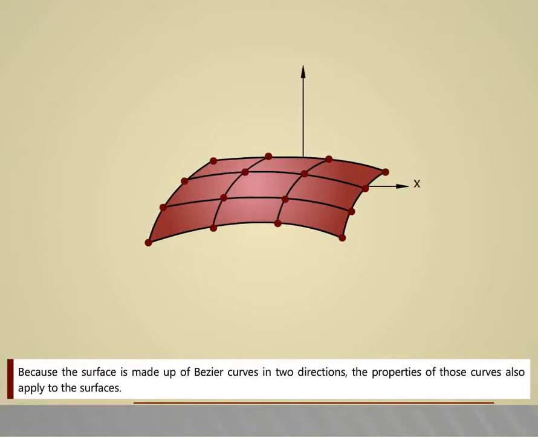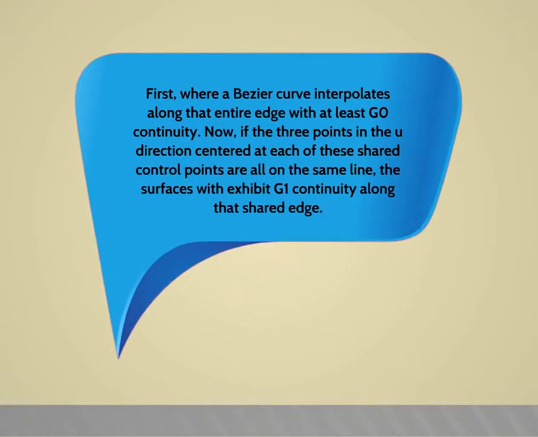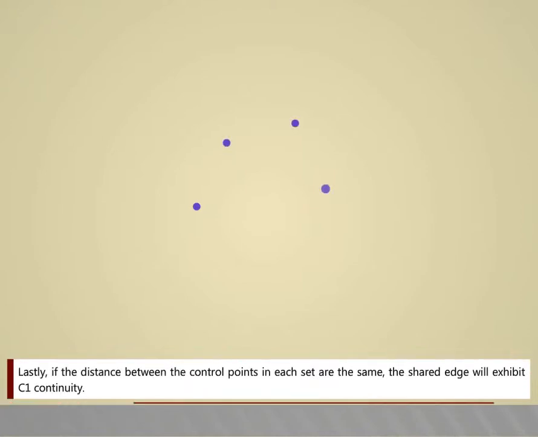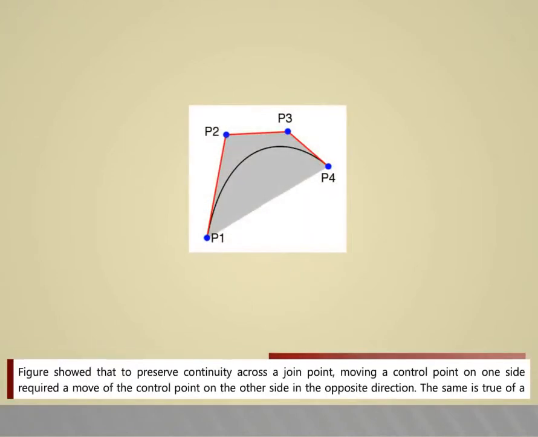Because the surface is made up of Bezier curves in two directions, the properties of those curves also apply to the surfaces. First, a Bezier curve interpolates along that entire edge with at least G0 continuity. Now, if the 3 points in the u direction centered at each of these shared control points are all on the same line, the surfaces will exhibit G1 continuity along that shared edge. Lastly, if the distance between the control points in each set is the same, the shared edge will exhibit C1 continuity.